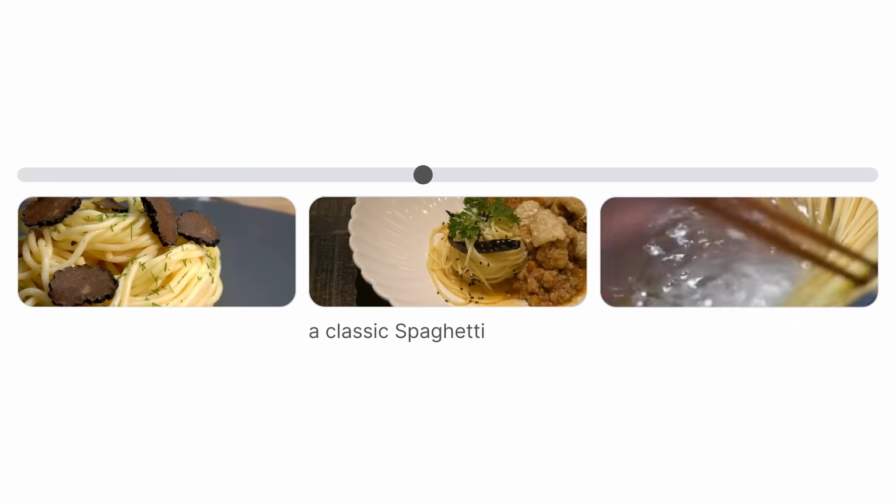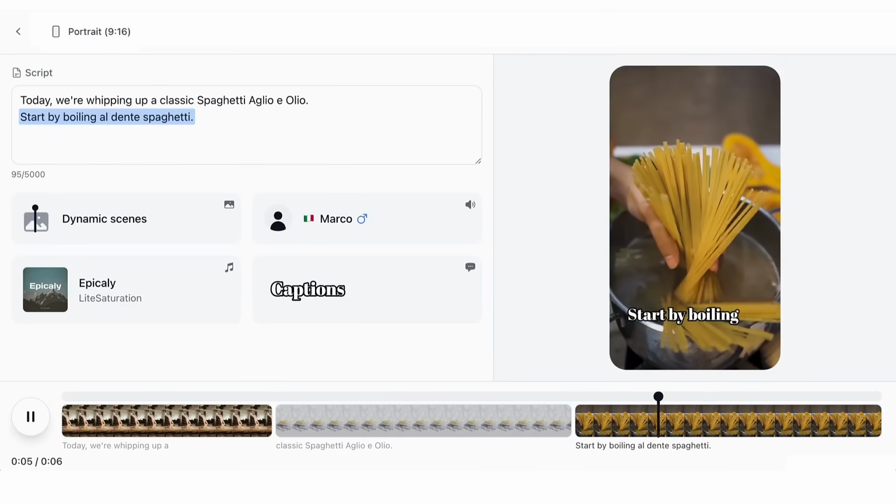Today, we're whipping up a classic spaghetti aglio e olio. Start by boiling al dente spaghetti. Our AI seamlessly handles every step.